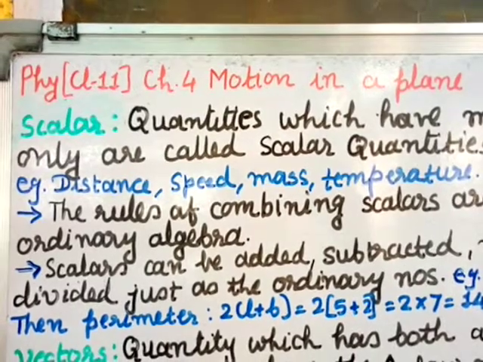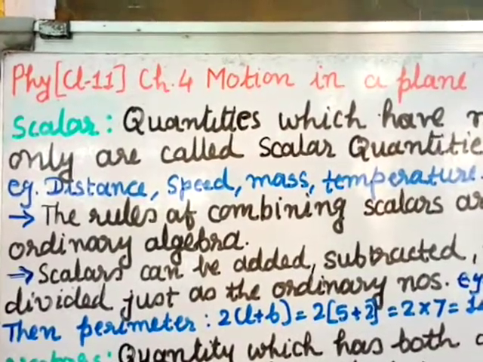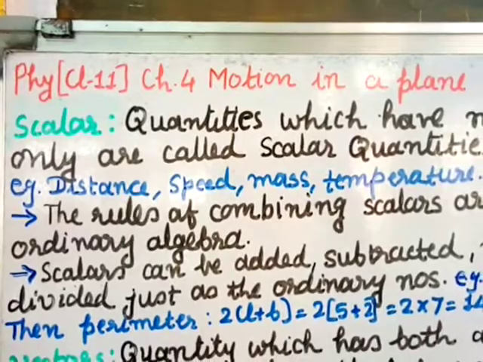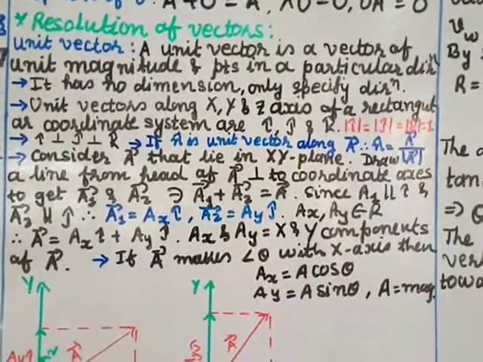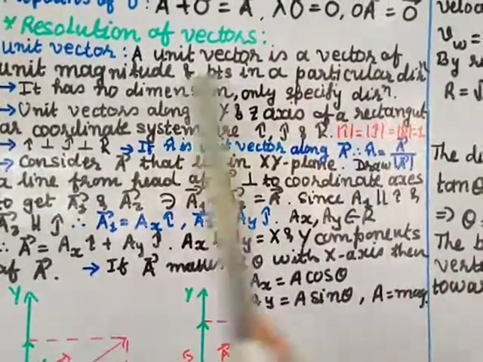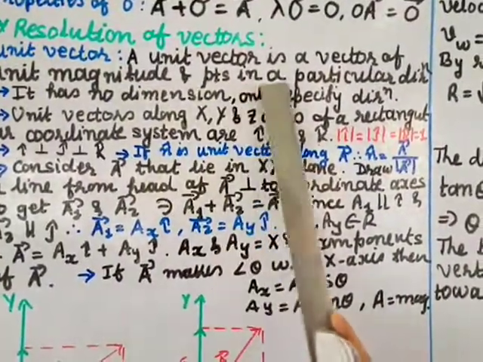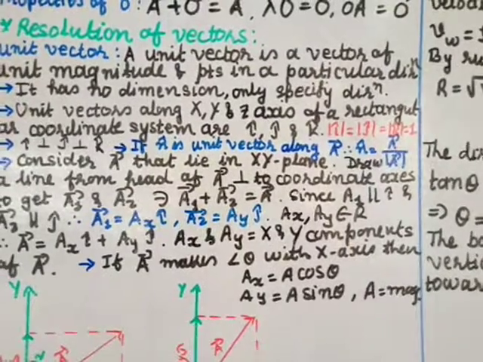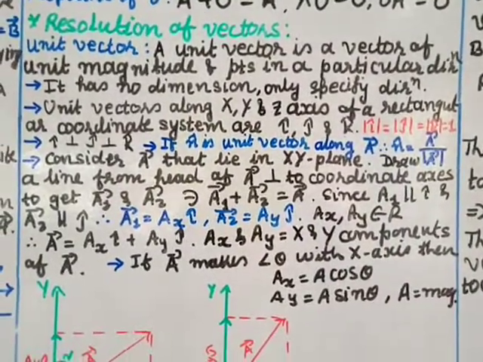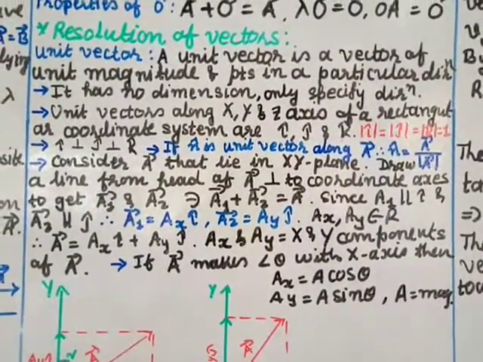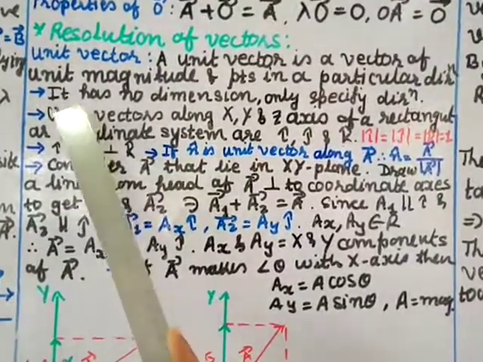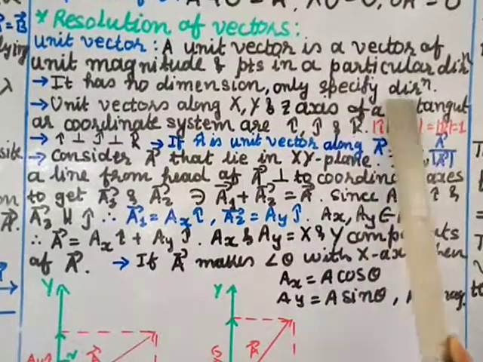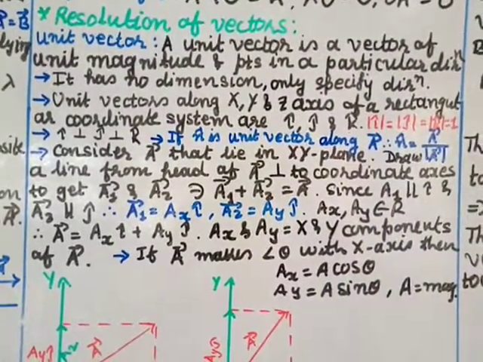We shall continue with the fourth chapter of Physics Class 11, Motion in a Plane. Resolution of vectors. Unit vector. A unit vector is a vector of unit magnitude and points in a particular direction. So if a vector has got unit magnitude, then you call it a unit vector and it will always point in a particular direction. It has no dimension, only specified direction. So it has only direction but no dimension.